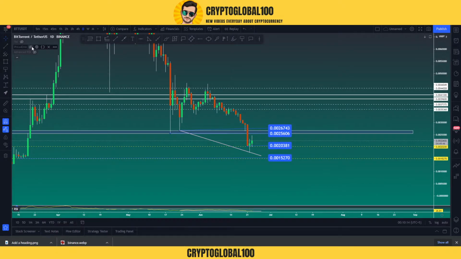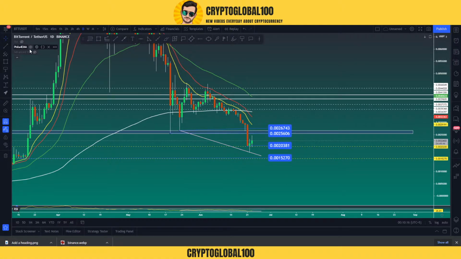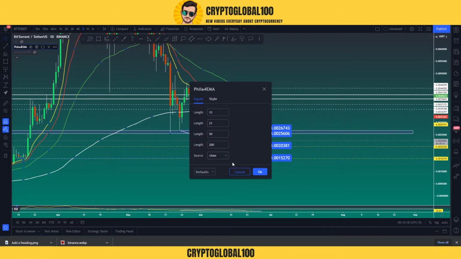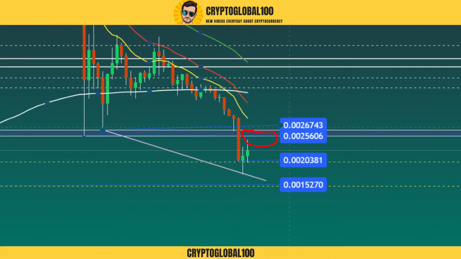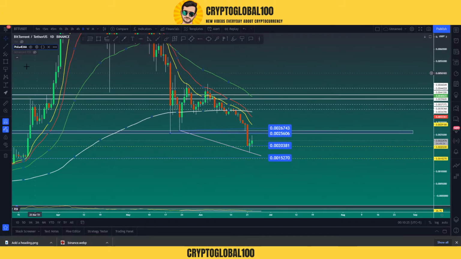Now let me turn on the EMAs. Let's take a look at the EMAs. Do we have, yeah, 13, 20, 50 and 200 right now. This is the main hurdle, guys. 26, 25 is the resistance area.